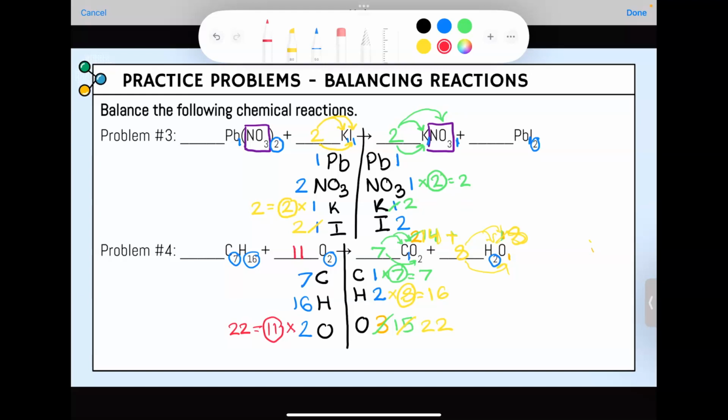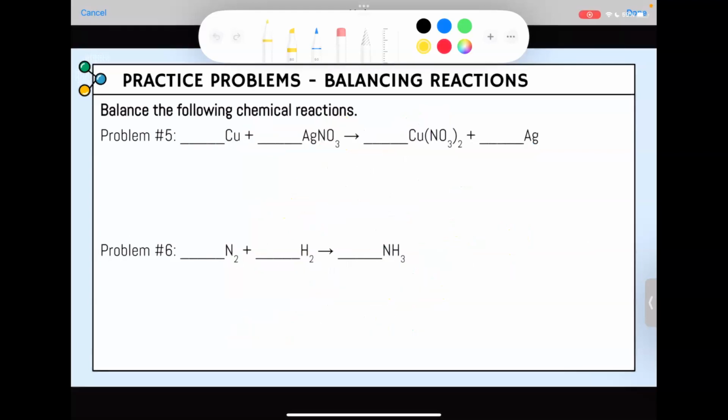I know this one's a little bit complicated, but it's very helpful if you take into account the number of oxygens you have above those elements, so you know the total. It'll make things a lot easier. Okay, so let's go ahead and move on to our next example. This time we have Cu plus AgNO3 yields Ca(NO3)2 plus Ag.